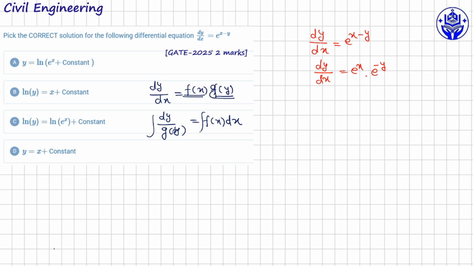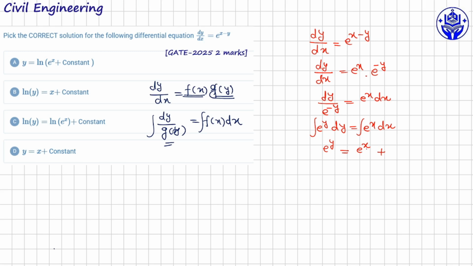Now we can easily integrate with the same variable on one side. In this case, it is dy upon e to the power of minus y equals e to the power of x dx. So I can write e to the power of y dy is e to the power of x dx. Now I can just integrate. If I integrate, then this is e to the power of y equals e to the power of x plus the constant.